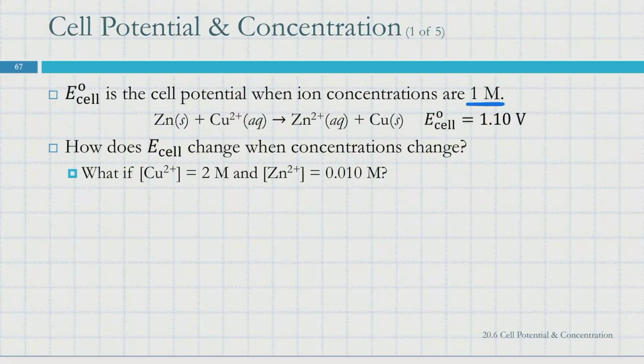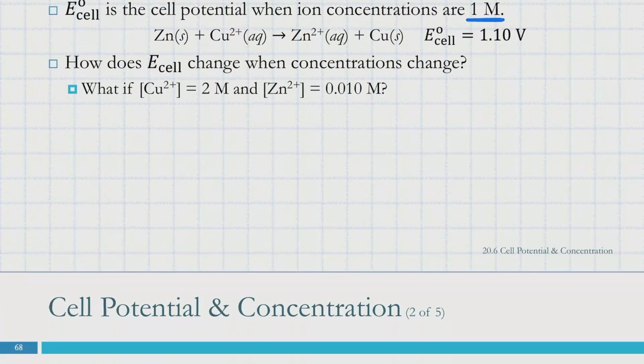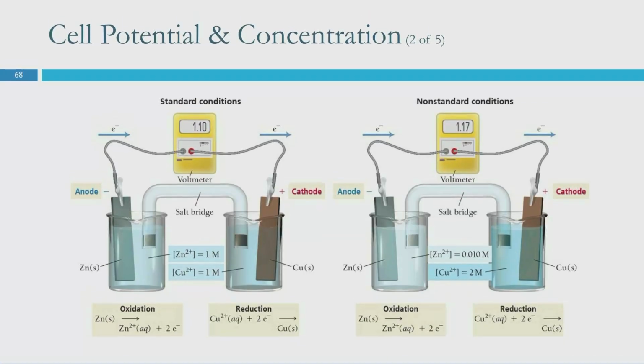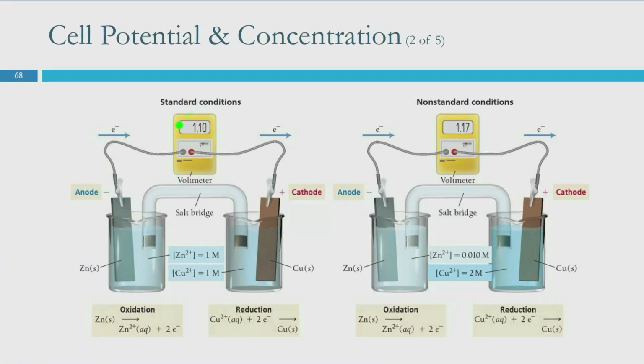But how is that going to change? How is the actual cell value going to change when our concentrations change? Let's say that we've got a copper concentration of 2 molar and a zinc concentration of 0.01 molar. It's going to change, so let's see how it changes. If we do this at standard conditions where we've got 1 molar, we get, surprise, surprise, 1.10 volts as predicted by our tabulated values.